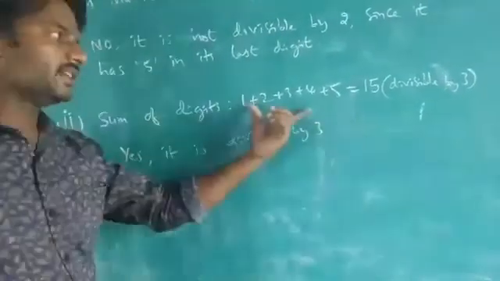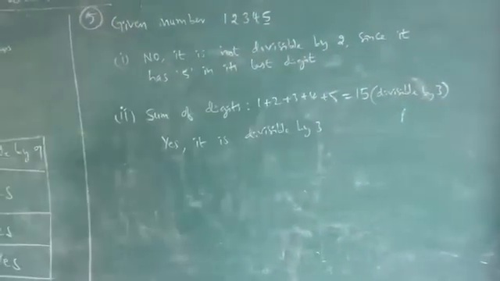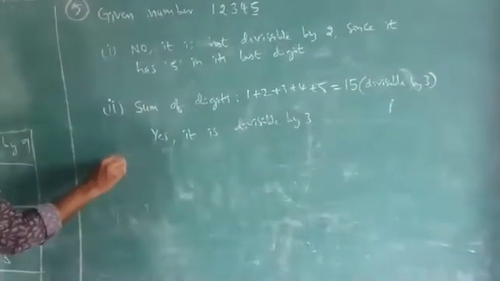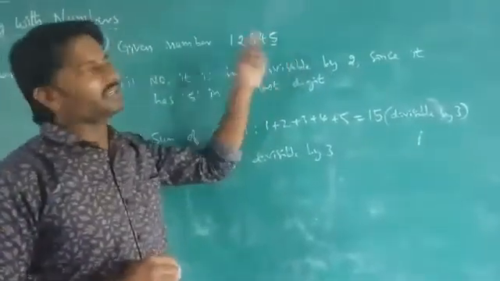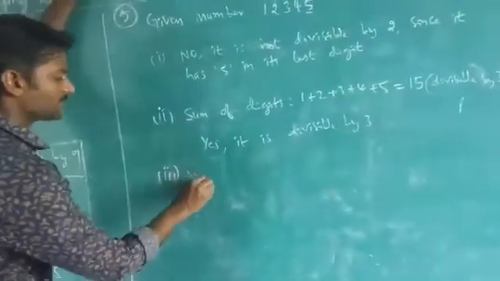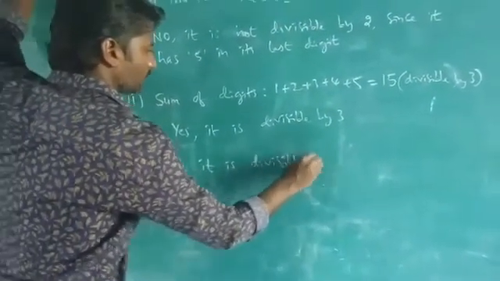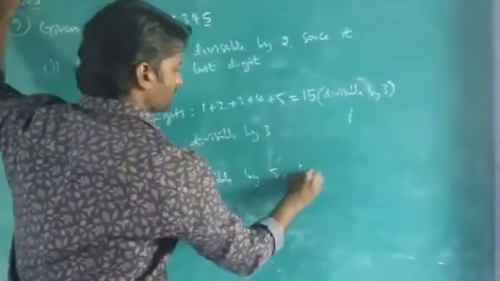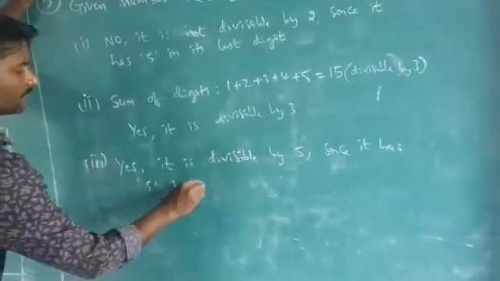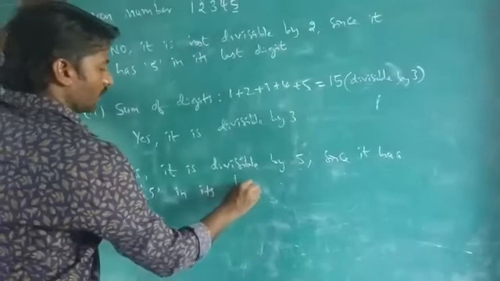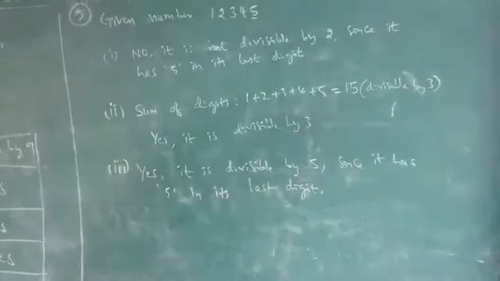Understood? Let us add and check the answer. 15 comes in the 3 table. Again, what is the question here? 5 also. Children, what is the rule for 5? If the last number in the ones place is 0 or 5, then it is divisible. So I can say directly, yes, it is divisible by 5 since it has 5 in its last digit, or else units place also we can say.